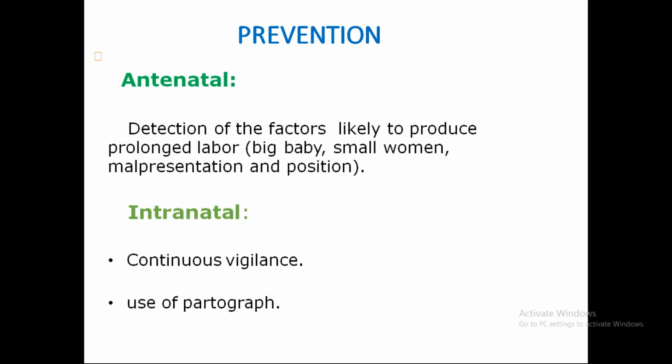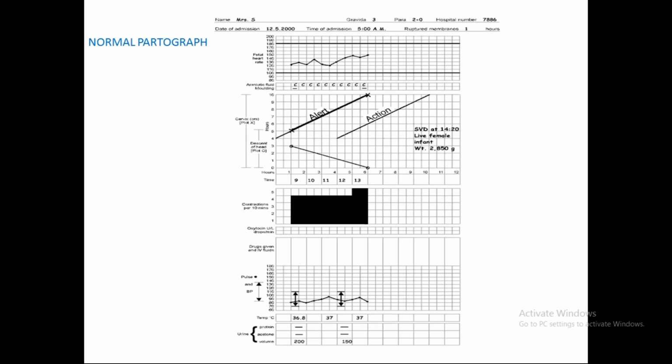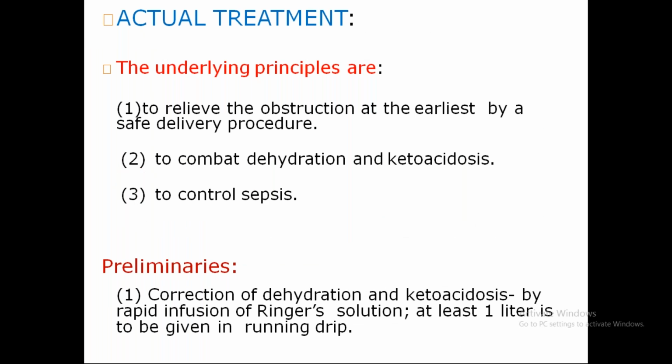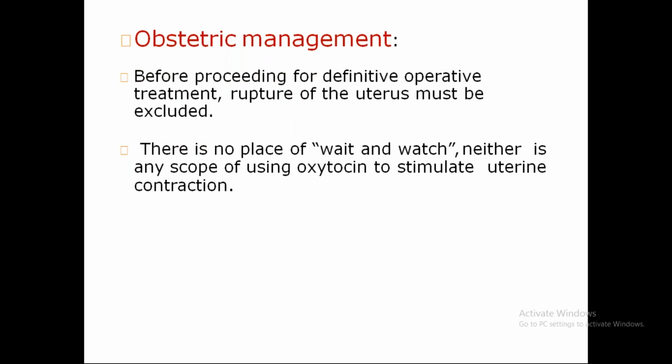Antenatally, we have to detect the factors responsible for prolonged labor and we can opt for cesarean section. Number 2, in the intranatal period, the partograph is important. Partograph features and its components are very much important. They will ask you in the exam and we have to plot it in the exam also. Then we have to treat the dehydration and ketoacidosis, control sepsis, relieve the obstruction, arrange higher antibiotics and blood, and take a vaginal swab.